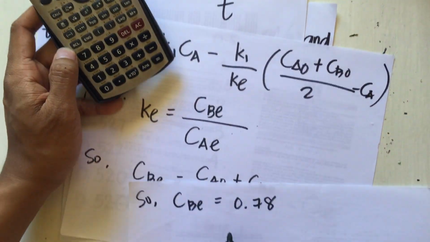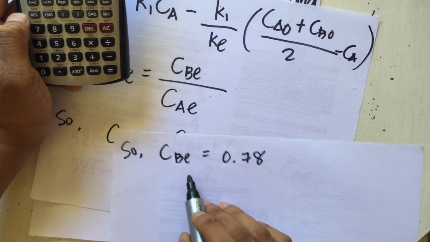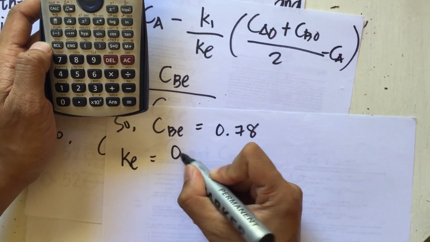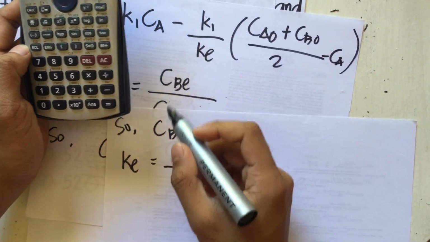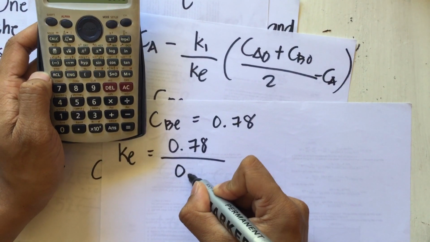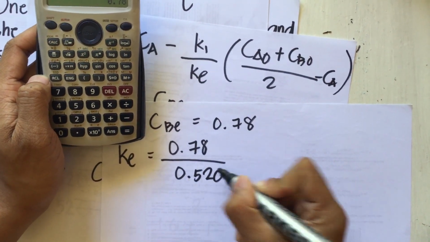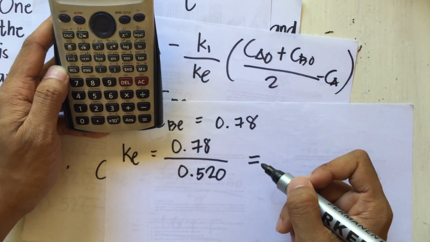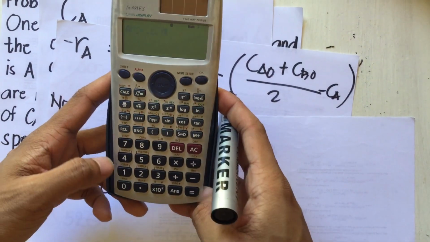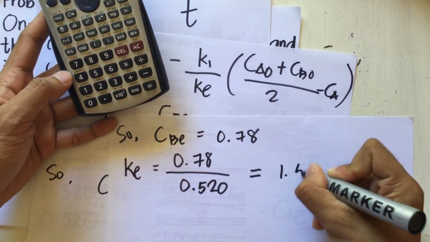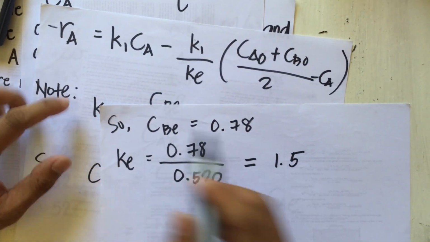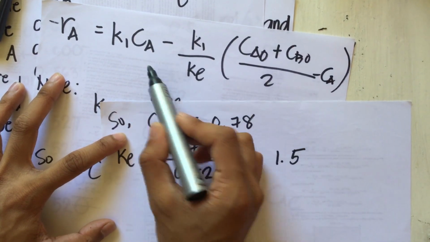So we are now going to substitute this value of CBE in the KE. So KE is equal to CBE, which is 0.78, and our CAE is, from the given, 0.520. Therefore, solving for the KE, we have 0.78 divided by 0.520. We have 1.5.